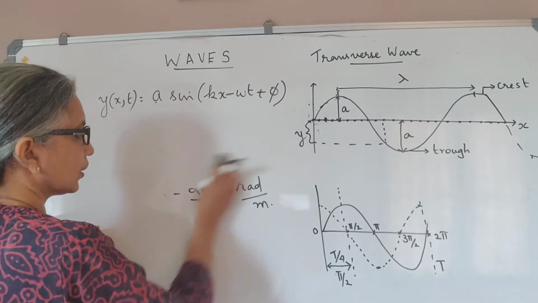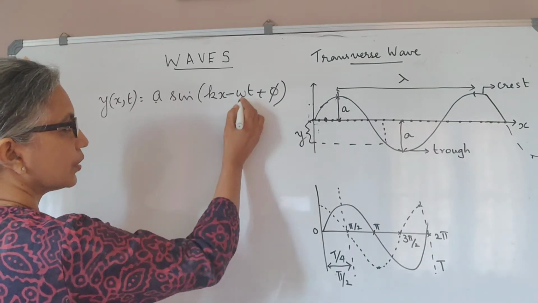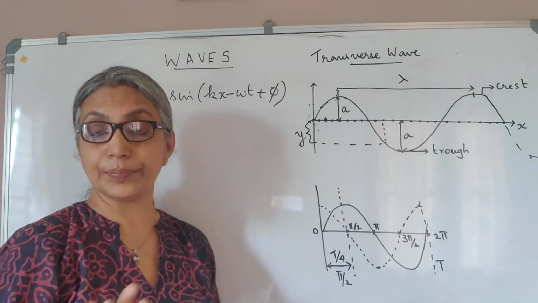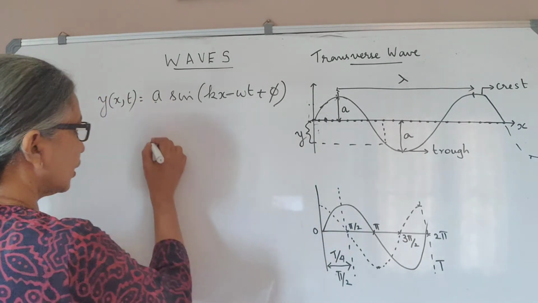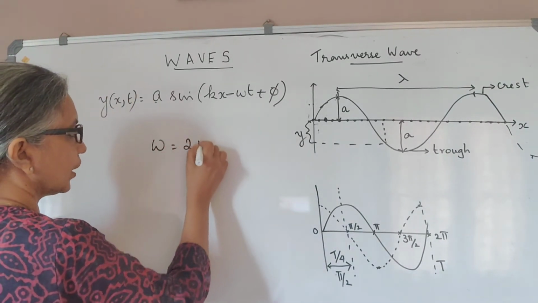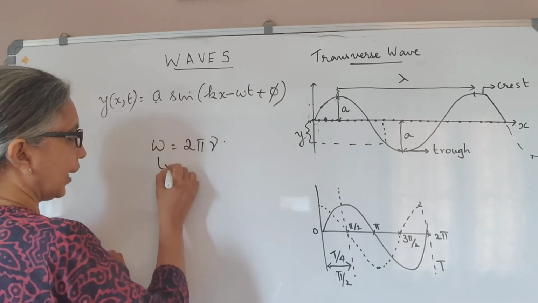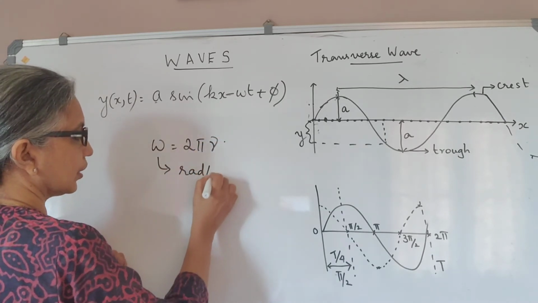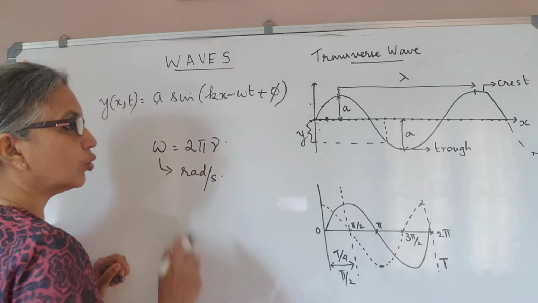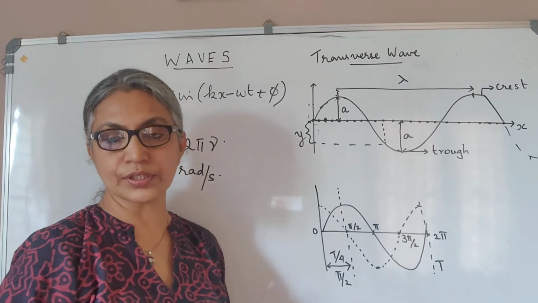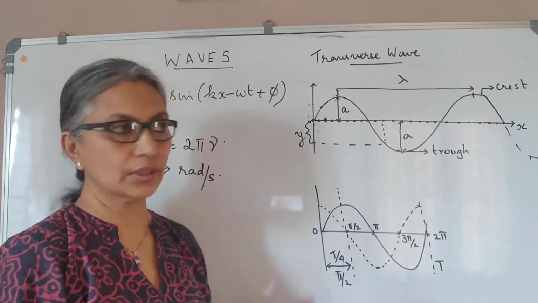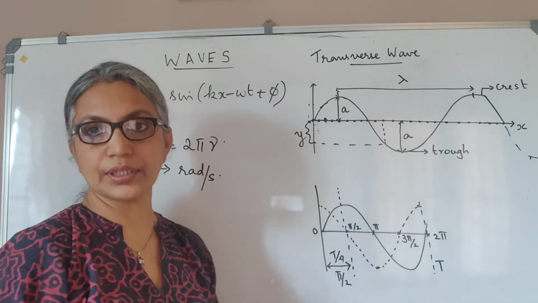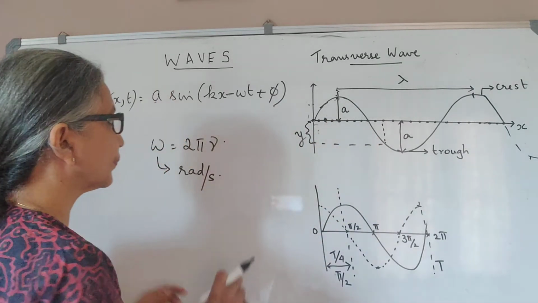Then we see that you already know about omega being the angular frequency related to the linear frequency as 2 pi nu, where the angular frequency is given as radian per second, nu being the number of cycles or waves crossing a point in the medium in 1 second.